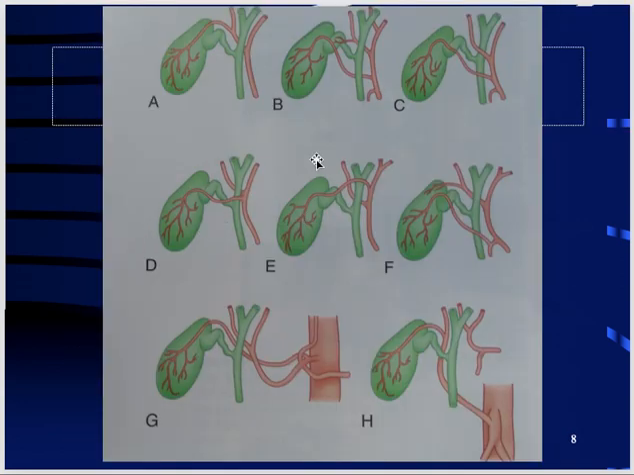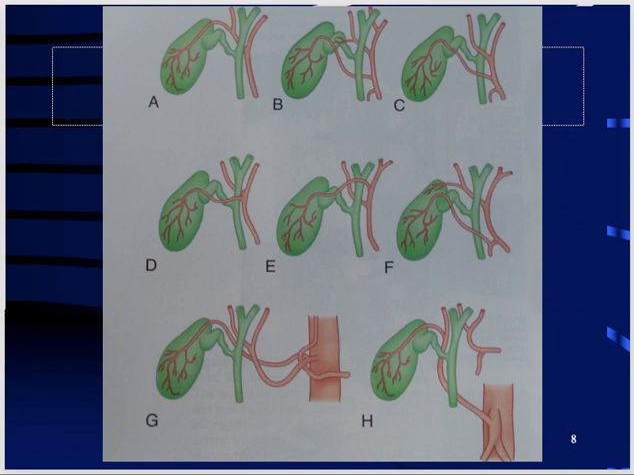So again, this is showing the relationships. You can see the variations of this. In very simple words, there is a lot of variation in the anatomy of the gallbladder, the ducts, the cystic artery, and all those things, right?